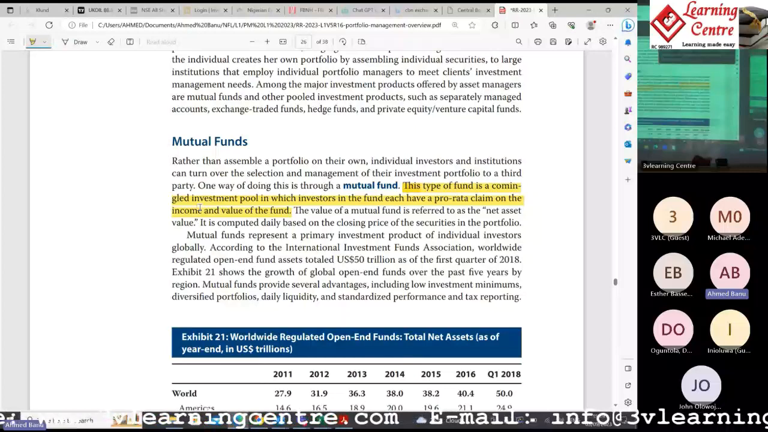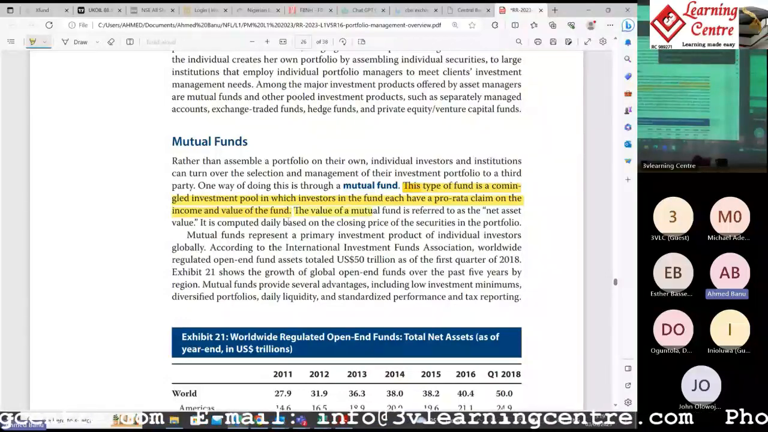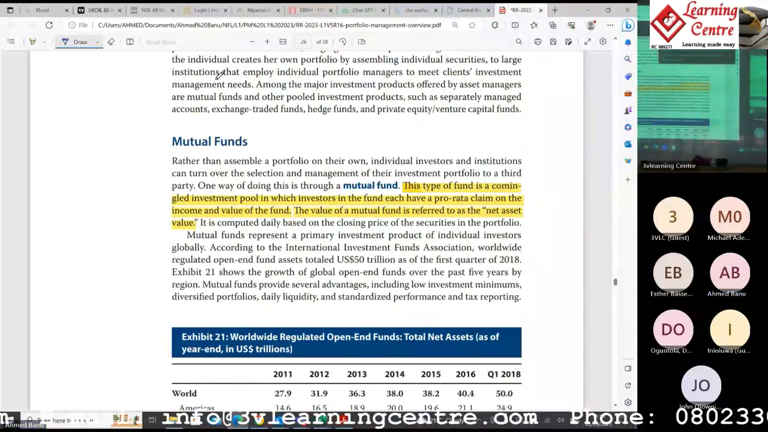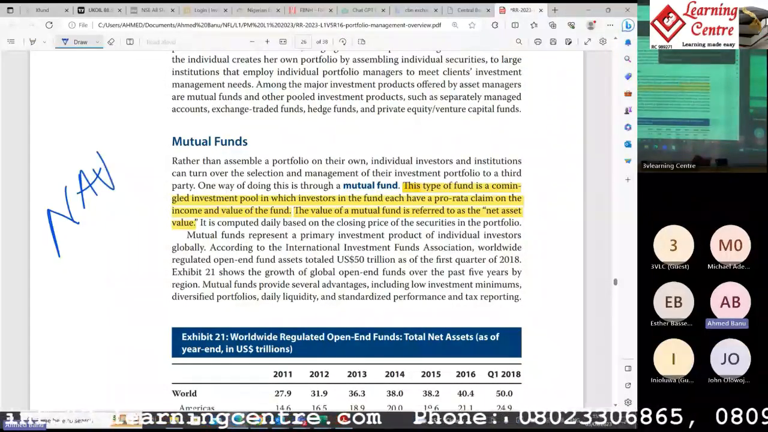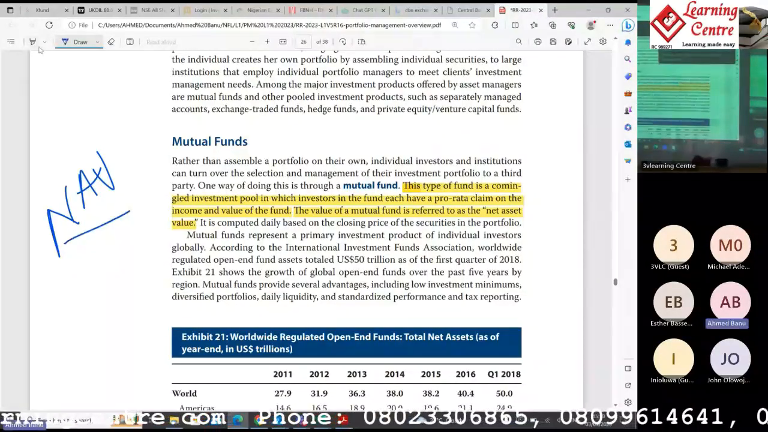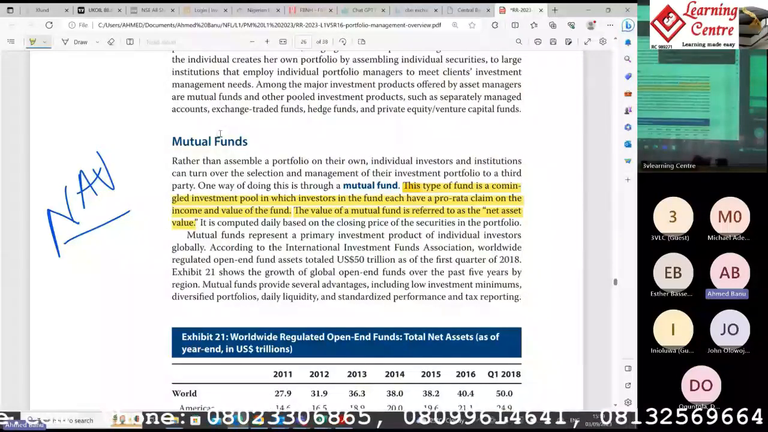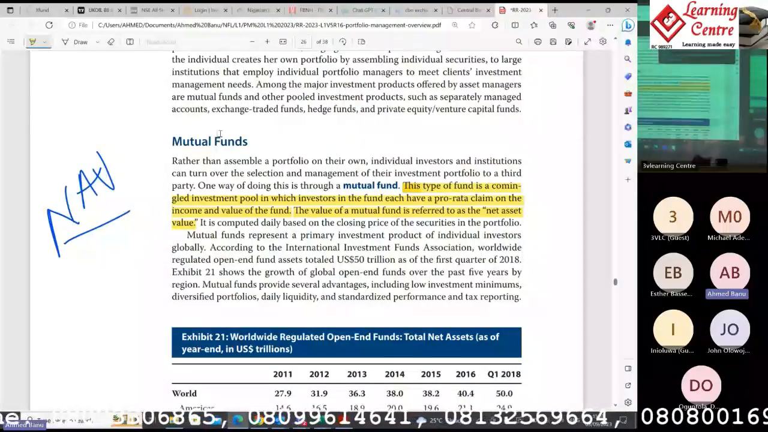The value of the mutual fund is referred to as the net asset value. Always remember that. So anytime you're talking about a mutual fund, there will always be a net asset value. So please always remember this net asset value. And this net asset value is computed every day.